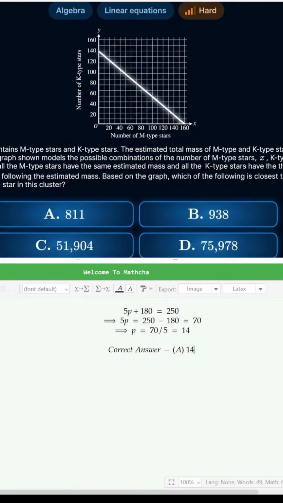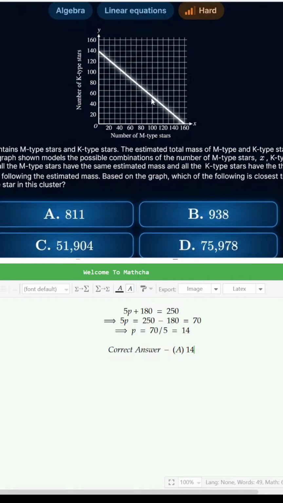So we have to say which of the following options is the closest to the estimated mass of a single M-type star. Here you can see in the graph that as the number of K-type stars decreases, the number of M-type stars increases, and the total mass is fixed, that is 127,882, the estimated total mass. So we have to find the estimated mass of one M-type star.